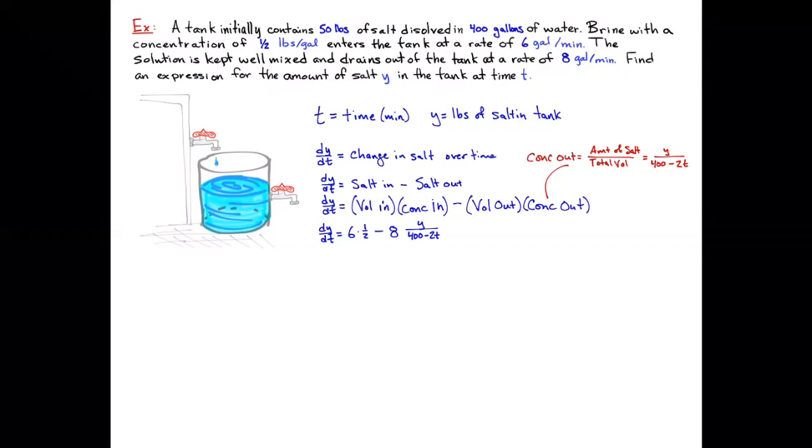Let's simplify this differential equation to make it a little bit easier. dy/dt equals 6 times 1/2 is 3, and looks like the 8 would reduce, so I get 4 over 200 minus t times y. Now this problem didn't just ask us to set up the differential equation, it actually asked us to solve it. So we need to solve and find it.